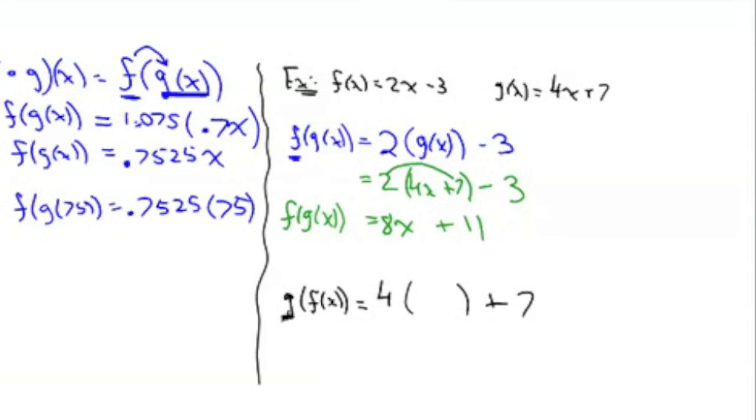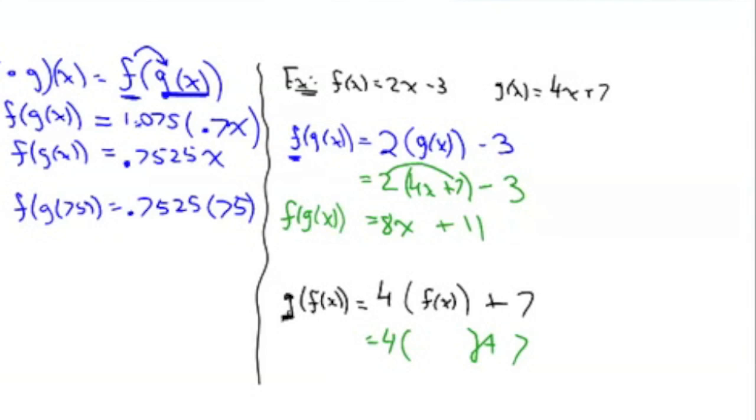The something is not 4x plus 7. That's the skeleton part. That's the g. The something is f of x. So you plug in f of x here. But that's going to get simplified. So this becomes 4 times whatever the heck f of x is equal to plus 7.